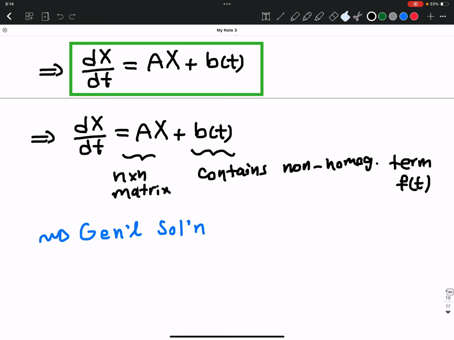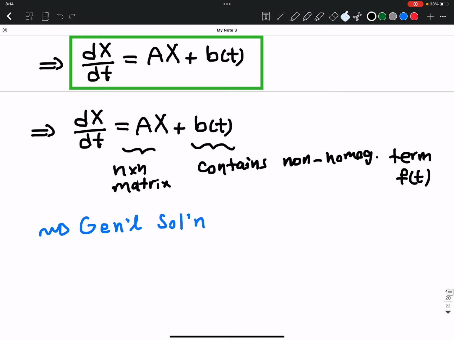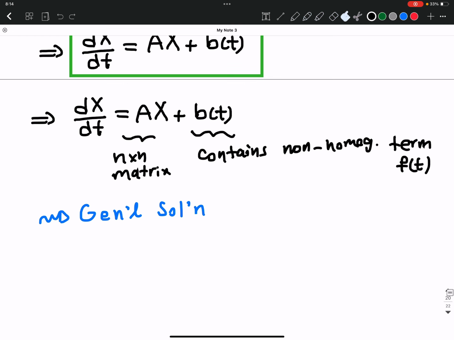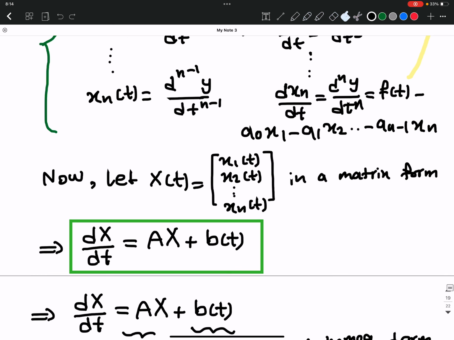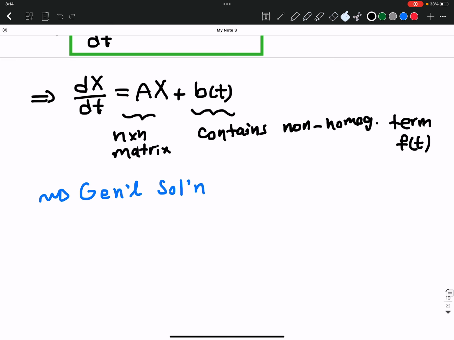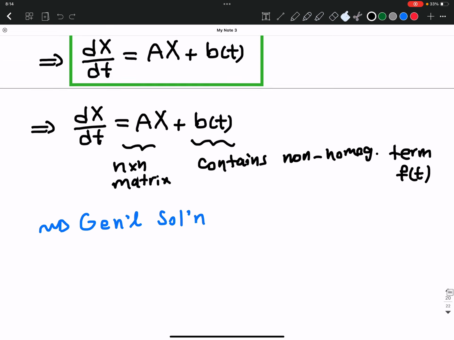The system is x' = Ax + b(t), where A is an n by n matrix and x is the vector of unknowns that we want to know, and b(t) contains the non-homogeneous term of the ODE. Okay, so now I want to give a solution to this. So let's get started. What is the general solution of this?